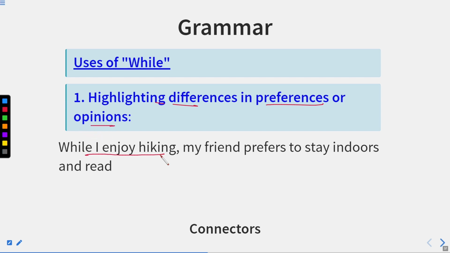While I enjoy hiking, my friend prefers to stay indoors and read. So, this is how we are showing two preferences. Like, I enjoy hiking, so this is my choice, but my friend prefers something else. So, just to show these two preferences which are different from each other, we can use the word while. Now, while can also begin the sentence.